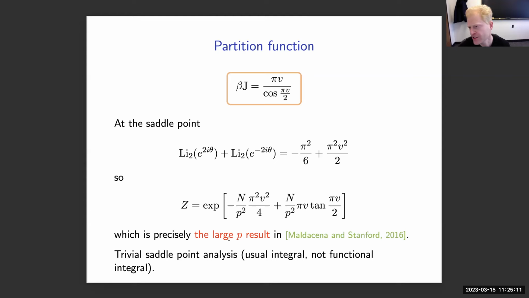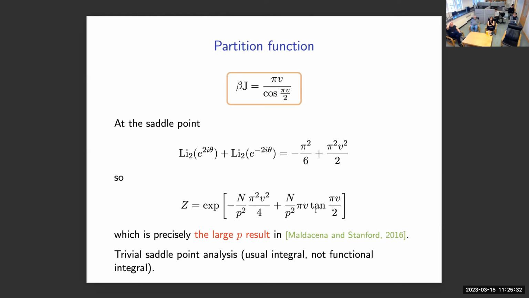Just to emphasize, this is just a simple saddle point analysis. We don't even do fields, right? It's not a saddle point of functions. It's just some integral of numbers, and we just get the saddle point value and plug it back. That's it. Any question about this saddle point?